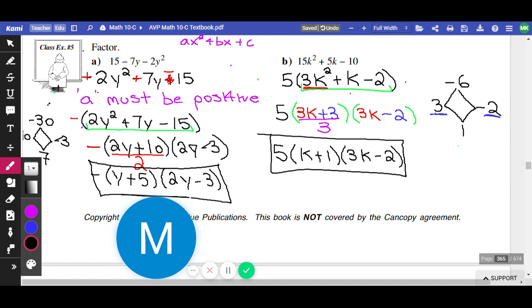Any questions about those guys? Diamond incorrect is probably as hard as it gets, I think. Especially when you have to do a GCF to start it off. There's a lot of steps, right? And with factoring, there's a lot of steps.